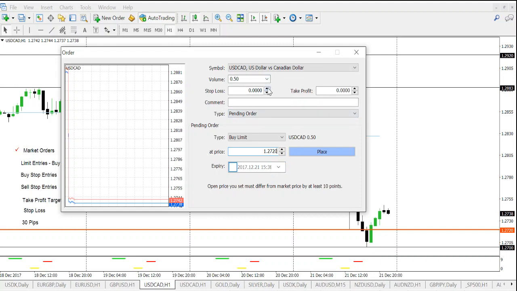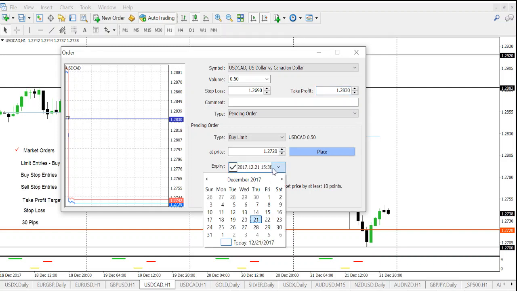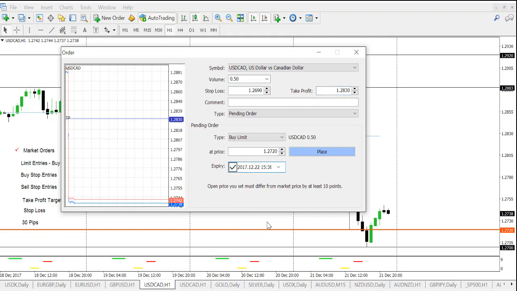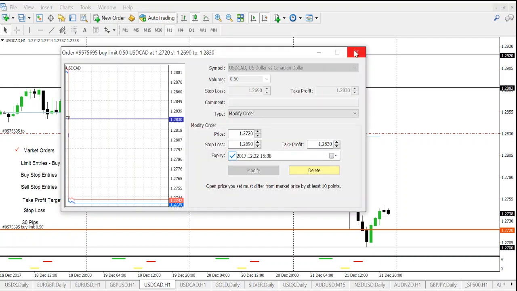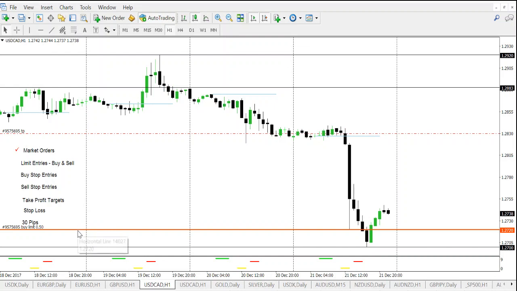So again, you set your stop loss in, you set your take profit, you set your entry price, and then you set your expiry. We'll just set it a day in advance just because I don't know when it's going to trigger, and then you hit place. Okay, now you can see my limit order here is, I've got this thing in the way.